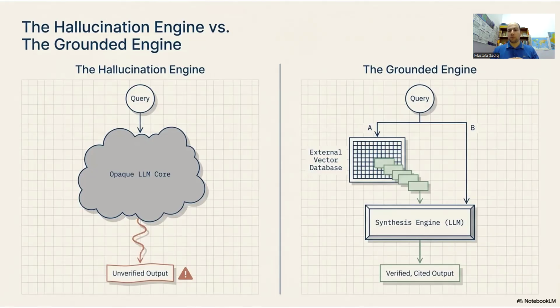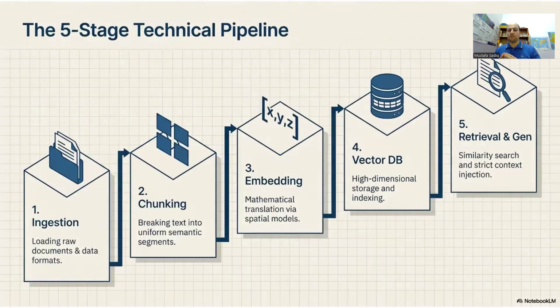Whereas in the grounded engine that is using the RAG augmented generation, the query will go in both sides. It will go to the external vector database to retrieve the most up-to-date and recent data that is verifiable and authentic, and then it will go to the AI model, the synthesis engine, the large language model, and then it will give us the verifiable, cited output that is more accurate than the original case.